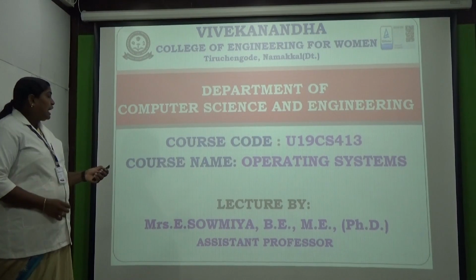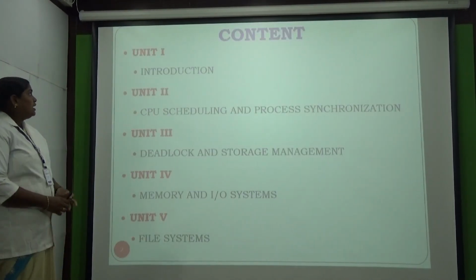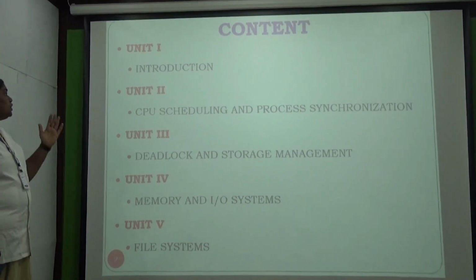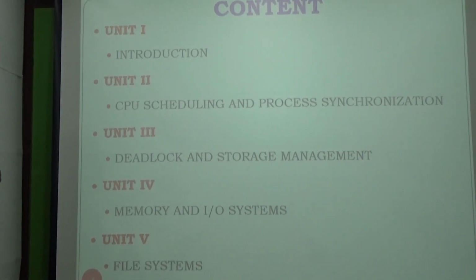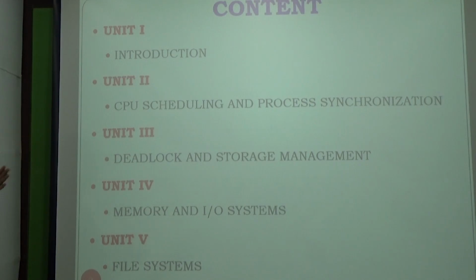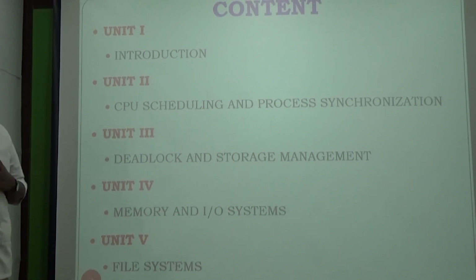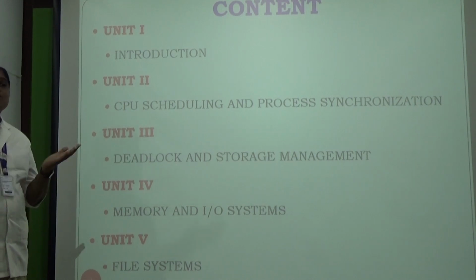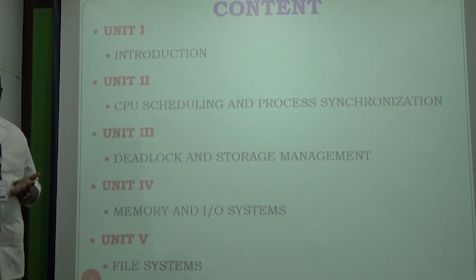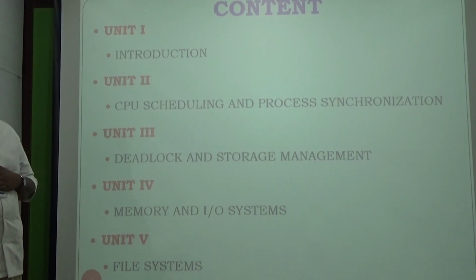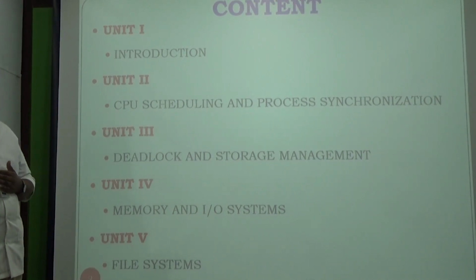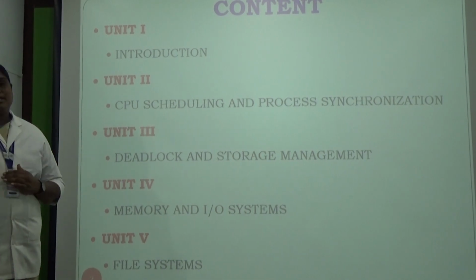The syllabus which we have framed has 5 units. Unit 1 is introduction, Unit 2 is CPU scheduling and process synchronization, Unit 3 is deadlock and storage management, Unit 4 is memory and I/O systems, and Unit 5 is file systems. In the first unit, we are going to discuss all the basic introductions of operating systems and how the operating system and hardware work together, what the organization of a computer system is, and what the architecture of a computer system is, which we are going to discuss in this session.